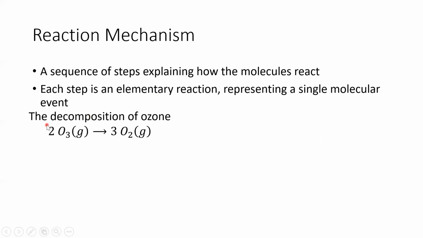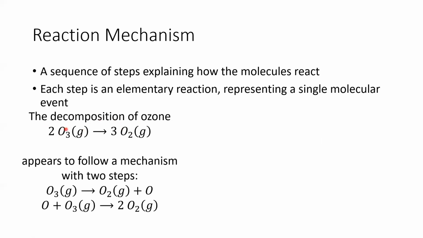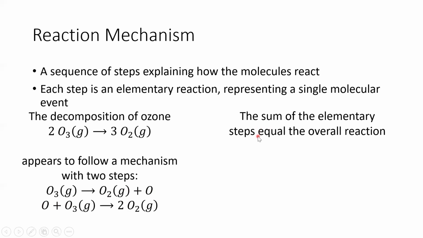So if we look at the decomposition of ozone, O3 is ozone. Ozone decomposes into oxygen. This is an overall reaction, a net reaction. In reality, it's believed that it occurs by way of a reaction mechanism, a sequence of steps where ozone breaks down into oxygen molecules and oxygen atoms, and then those oxygen atoms react with more ozone molecules to produce oxygen. The sum of the elementary steps will always equal the overall reaction. So if we add these two reactions together, we would get 2O3 yields 3O2. The oxygen atoms are going to cancel out.